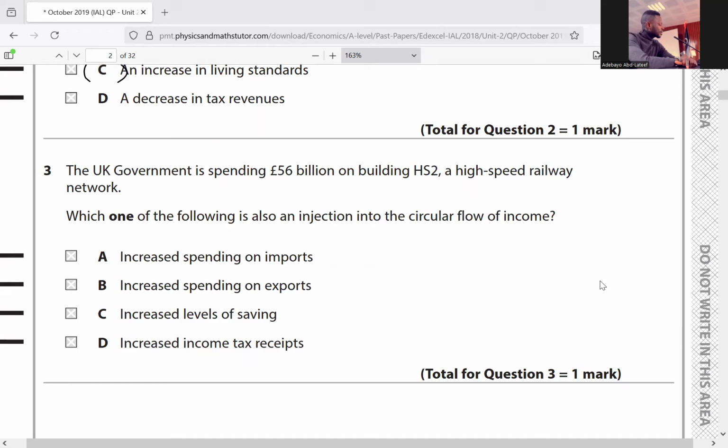Increase in income tax receipts. Tax receipts are a fiscal policy matter, and that talks about the budget of the government. So the answer for question 3 is increased spending on exports. Export represents injection, import represents withdrawals, saving also represents withdrawals, and increased income tax receipts also represent withdrawals because it means money that is not spent, that is paid as a levy to government. So the answer for question 3 is B, which talks about circular flow of income.